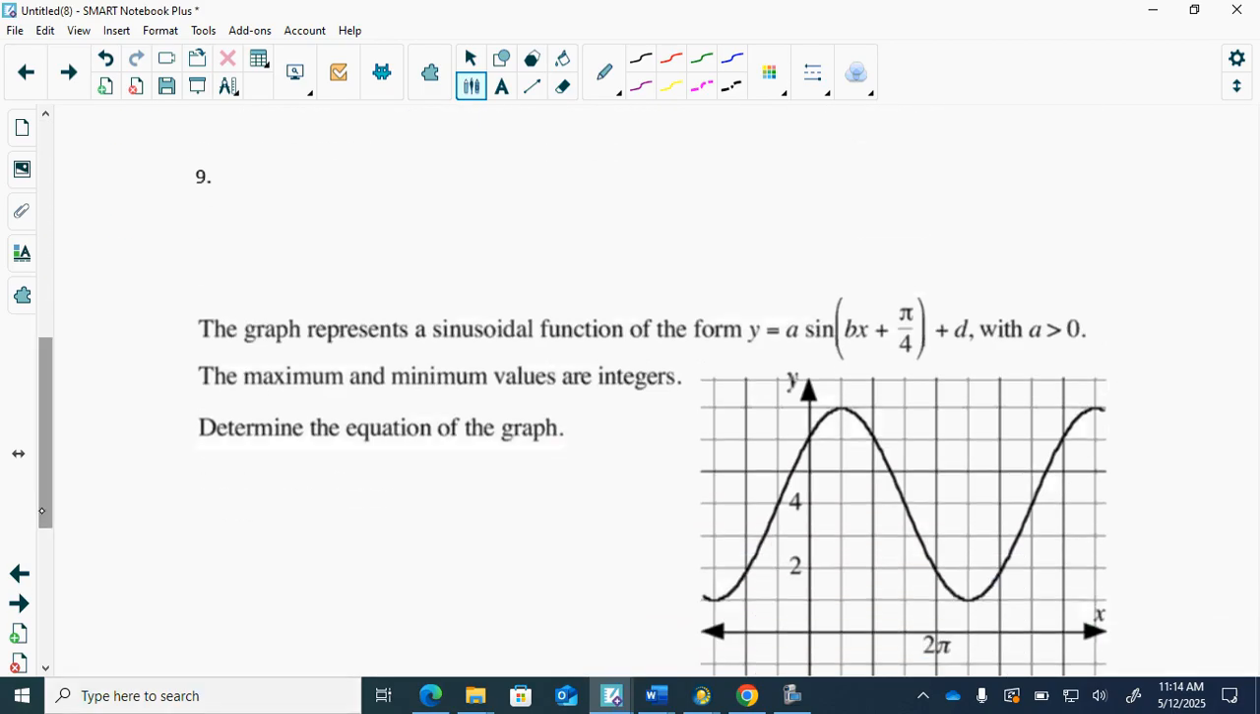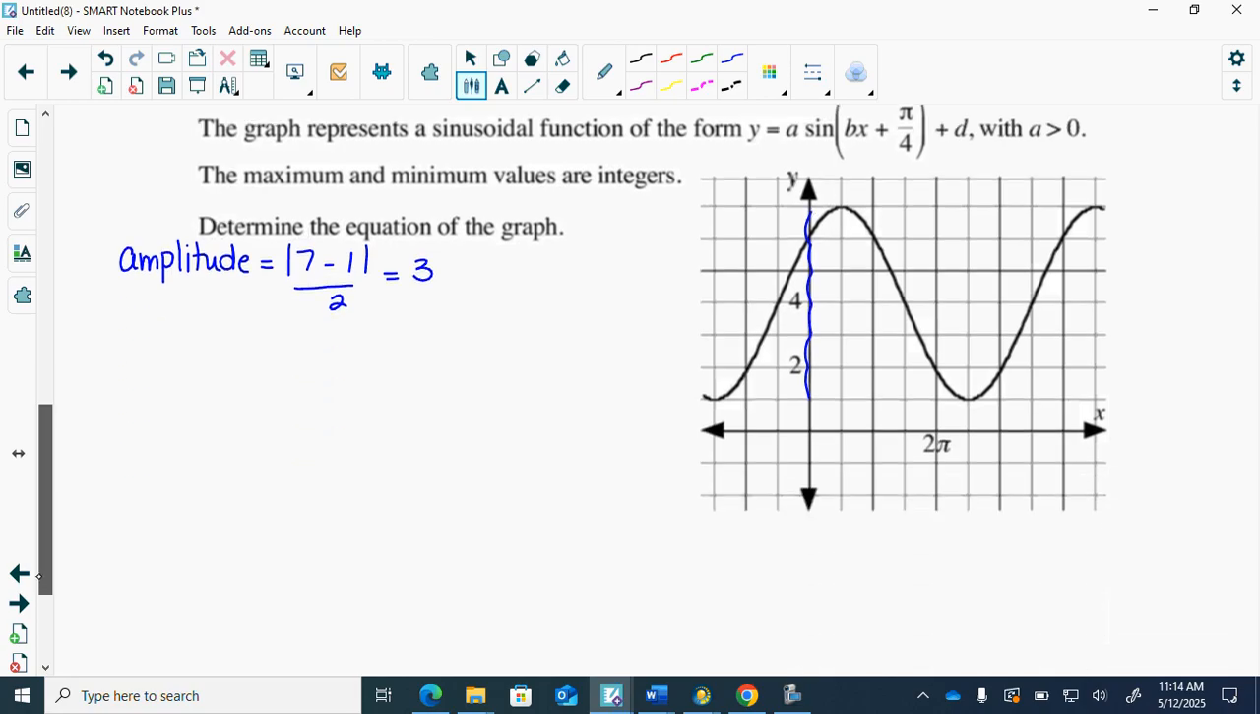Number 9. My amplitude equals the absolute value of the max, which is 7, minus the min, which is 1, divided by 2, which is 3. 1, 2, 3, 4, 5, 6. Half of that is 3.